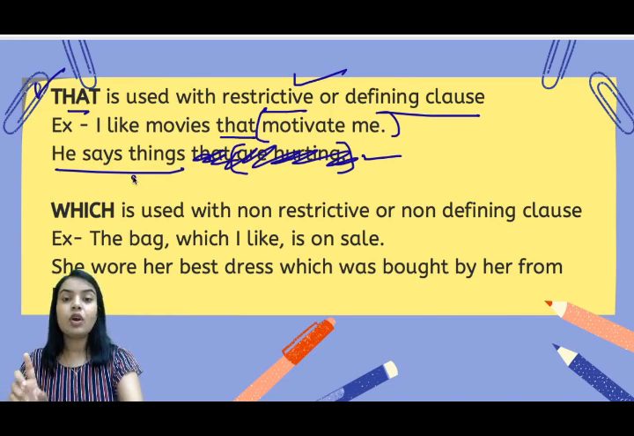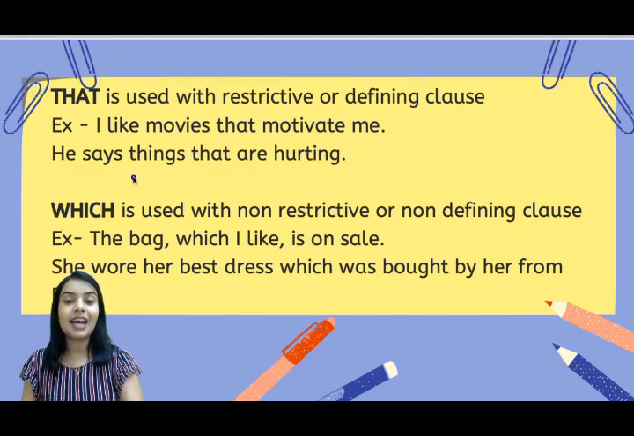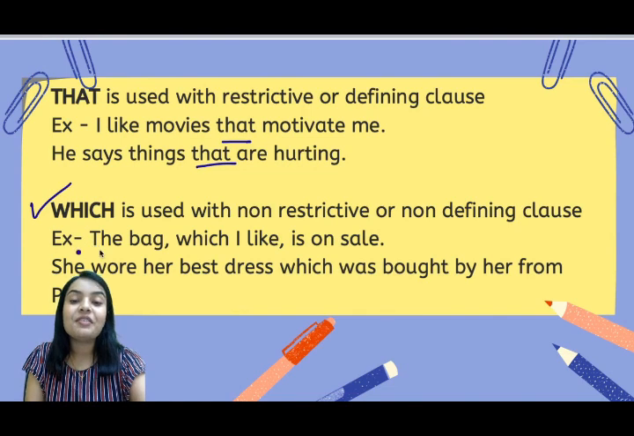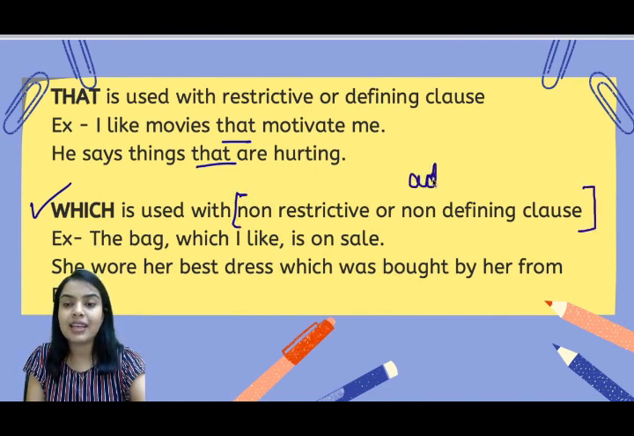So when the clause after your relative pronoun is a very important one, that is the one that is defining your sentence. In that case, we use that as a relative pronoun. Then which is used when we want to just give additional information, something like add-on information just to keep clarity. But even without this clause, even without this part, I will convey what I want to say.